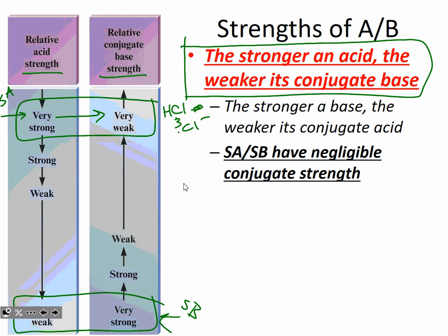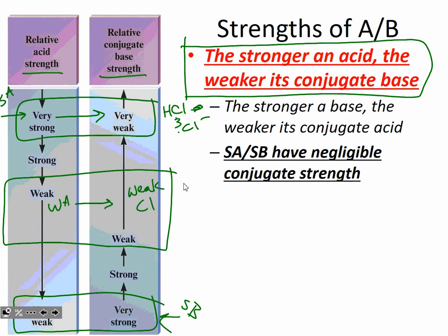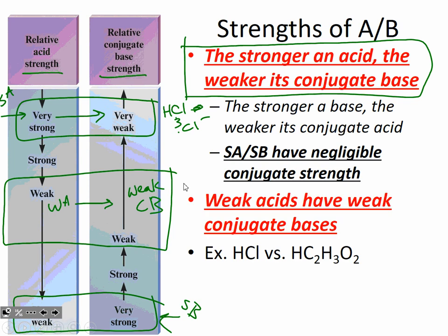But we have this whole other middle section right here. What if we don't have a strong acid or a strong base? What if we have a weak acid? Then what does that mean about the conjugate strength? Well, look over here. A weak acid, its conjugate is also weak, but it's a weak conjugate base. Well, okay, what does that mean? It means that the conjugate bases of your weak acids are actually functional bases. They're just not strong bases.